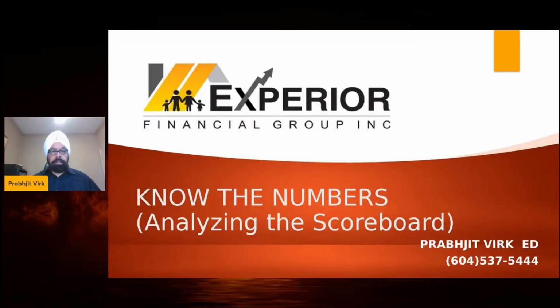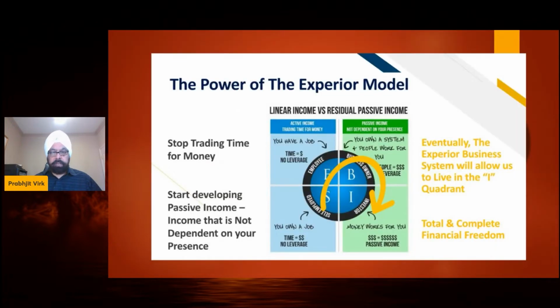So my topic for the day is know the numbers and analyze a scoreboard. I'll just come straight to the topics and the way our Expedia model works. Everybody was talking about the cash flow quadrant: employee, self-employed, business owner, and investor. As an experienced agent, everybody starts in the self-employed quadrant, then eventually moves towards business owner, and then we retire on the side of investor. So how do we do that?